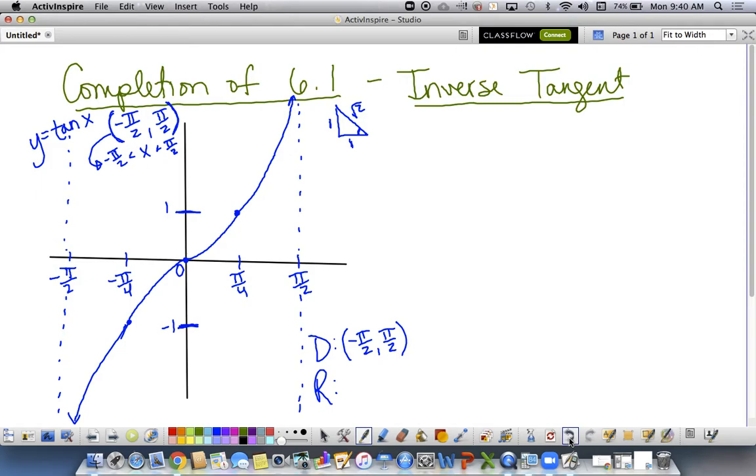No. These arrows right here mean what? What do those arrows mean? Yeah, it's going on to infinity. Some people would write all real numbers right here. So I'm going to write all real numbers.